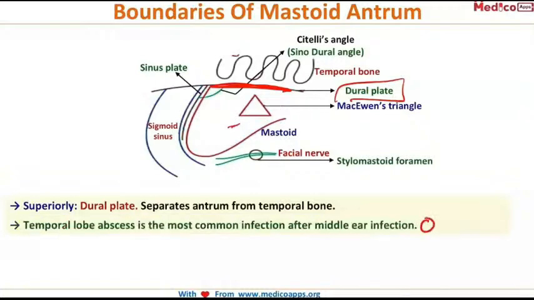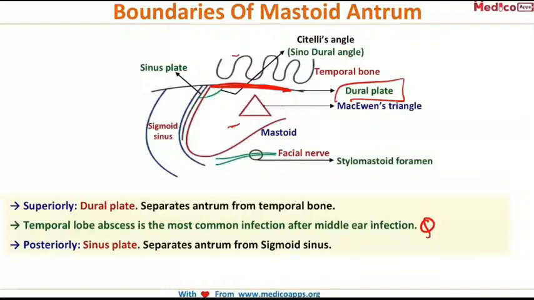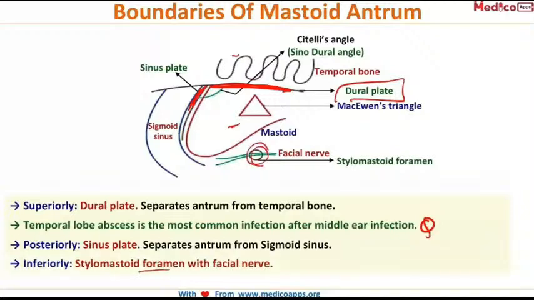An important exam point over here, the temporal lobe abscess is the most common intracranial complication after middle ear infection. So temporal lobe abscess, please remember, is one of the most common complications of ear infections. Next, posteriorly, it is formed by the sinus plate. So this is the sinus plate, and it is forming the posterior boundary of the mastoid antrum, and inferiorly, as you can see, it is formed by the stylomastoid foramen along with the facial nerve.